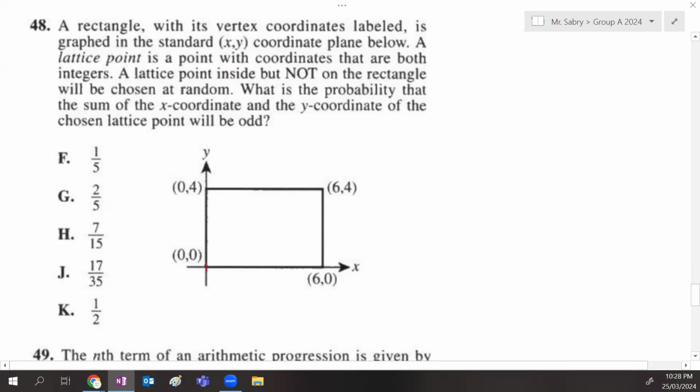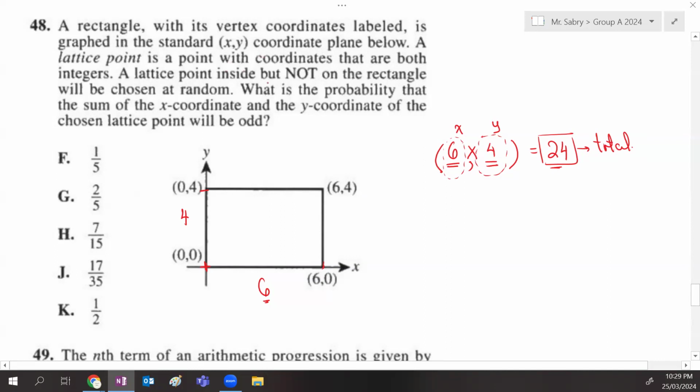From the first x here to here, there are 6 x integers. And from the y at zero up to here, there are 4 y integers. Each point consists of two numbers, x and y, one for the x and one for the y. I'll put here the number of possible options that I can use for the x. Apparently I have 6 options for the x. Here the number of possible options for the y. Apparently I have 4. If I multiply them, I'll get the total number of possible options that would make a lattice point. Apparently I have 24 possible lattice points.